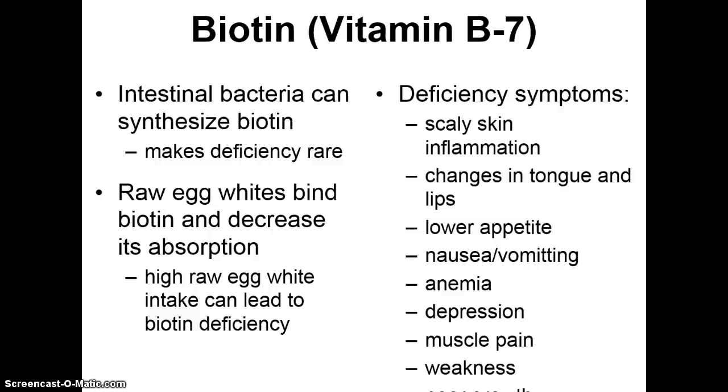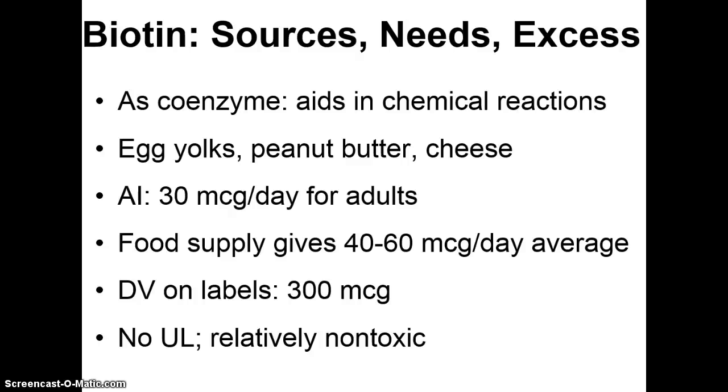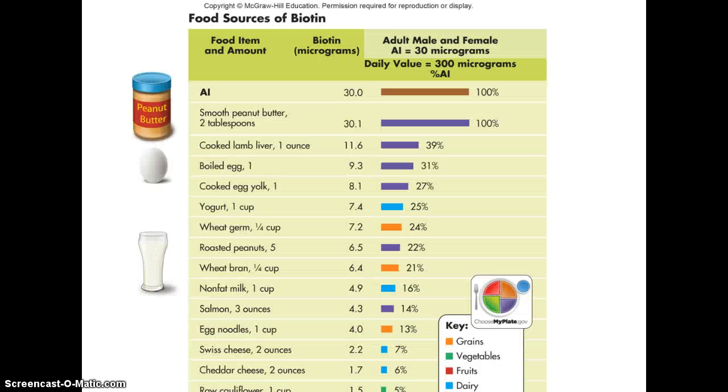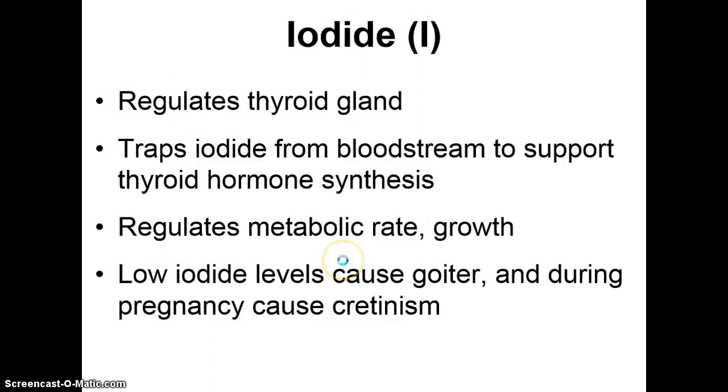Biotin, also called B7. Biotin is interesting because we can actually make adequate biotin in our gut, and so we don't need to consume it if we have a healthy gut. As far as foods with fat, things like egg yolks, peanut butter, cheese are high in it. And you'll see that typically it's the protein foods, the dairy foods, because they have fat. Even wheat germ and egg noodles are high in it. Okay, so biotin is in fat.